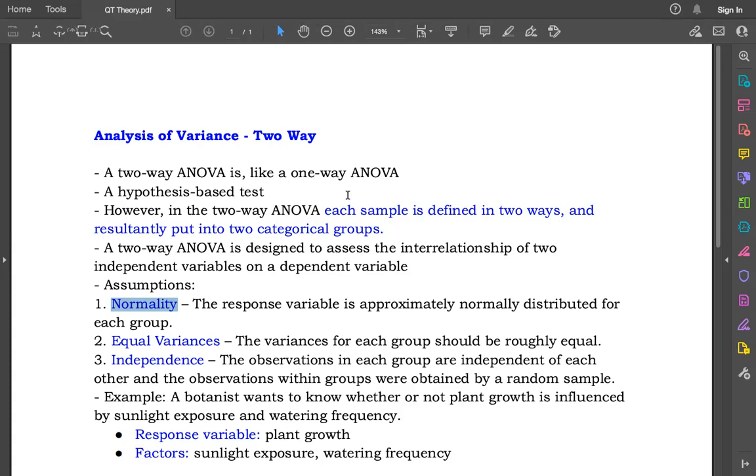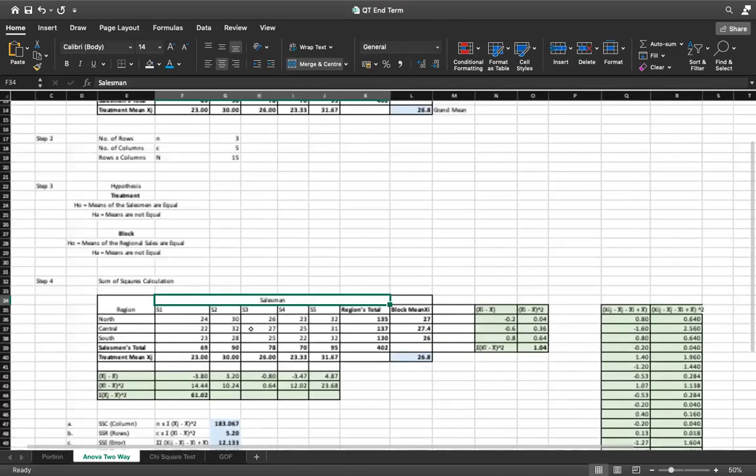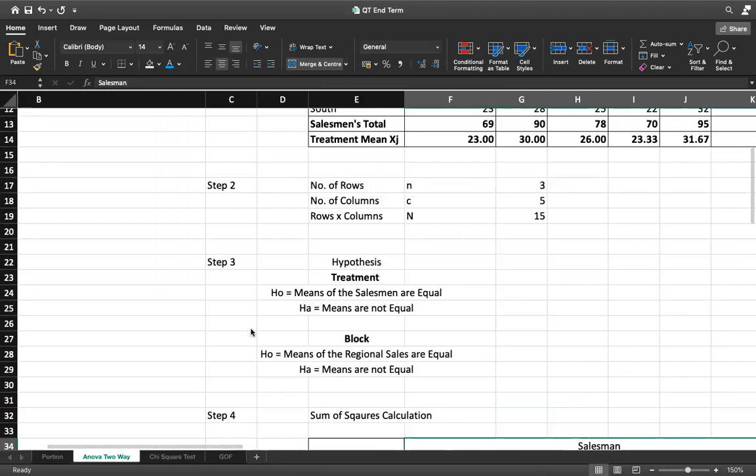Now I'll share my screen and show you how to solve this in Excel. We just have to use the Excel formula. We don't have to use the Excel formula.